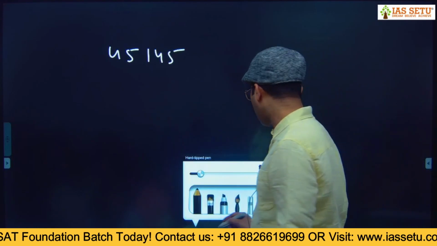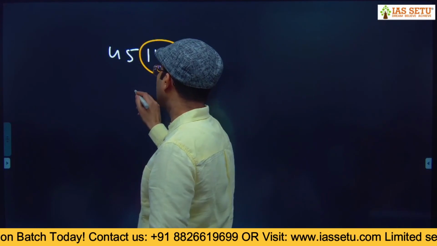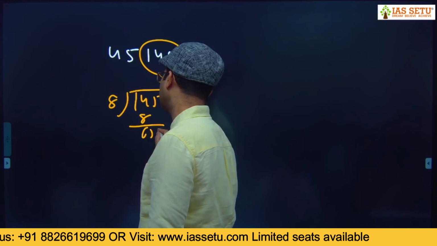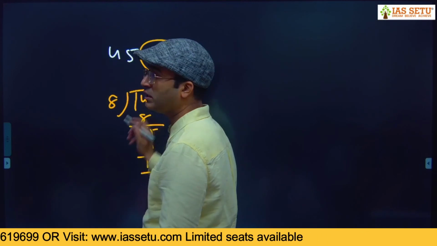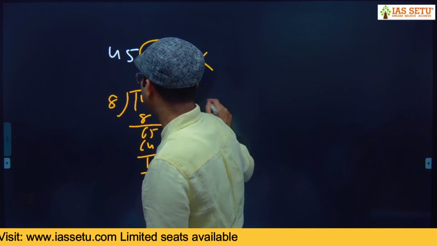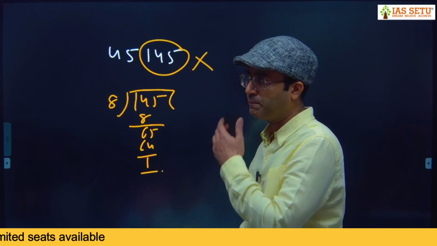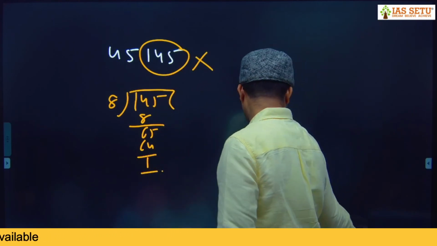So here we check the last 3 digits. Here 145, we divide by 8: 8 eights are 64, remainder 1. So it means this complete number is not divisible by 8, and when we divide this complete number by 8, it gives remainder 1. Now, the concept.